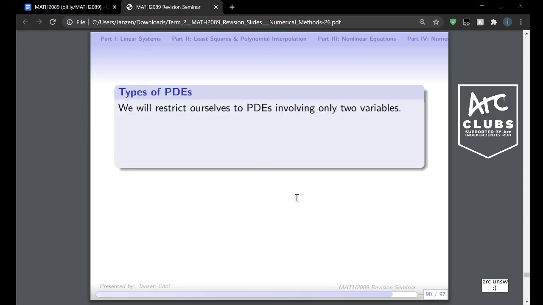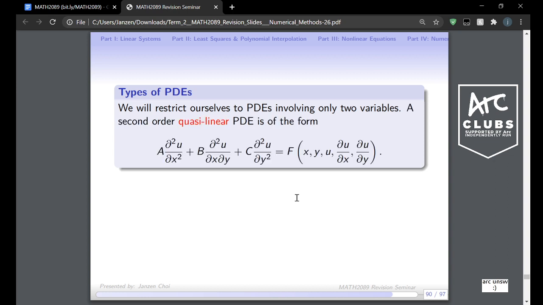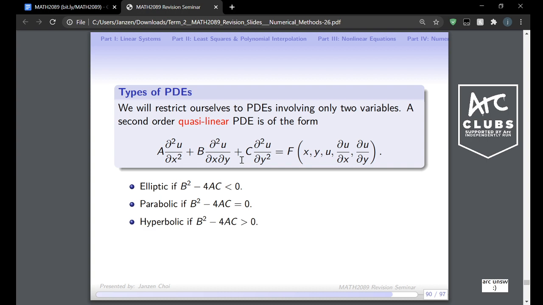So the general form of the PDE is represented by this expression here, with varying coefficients of A, B, and C. So this will be the general expression that you'll come across in the course. And depending on the variables A, B, and C, the PDE will either be elliptic, parabolic, or hyperbolic. So these are just relying on the determinant of A, B, and C.